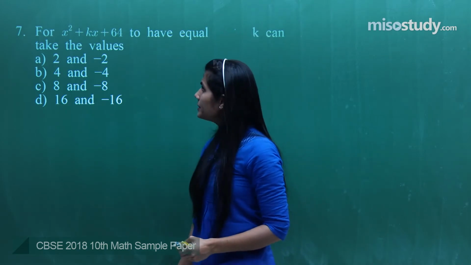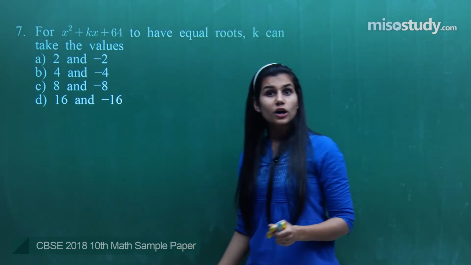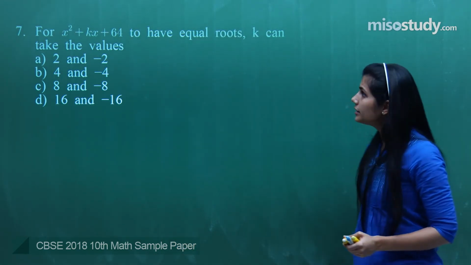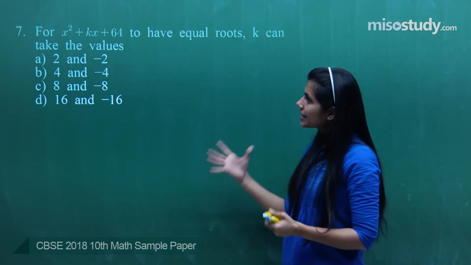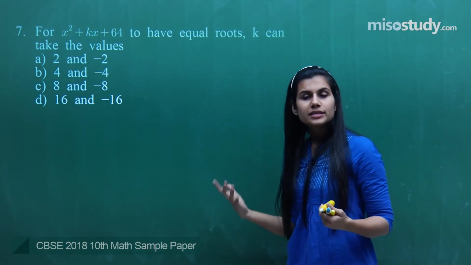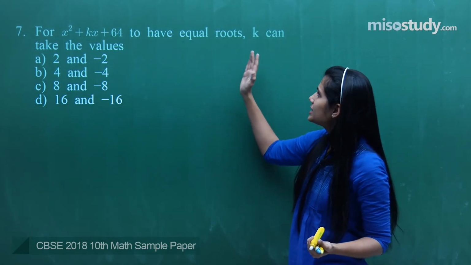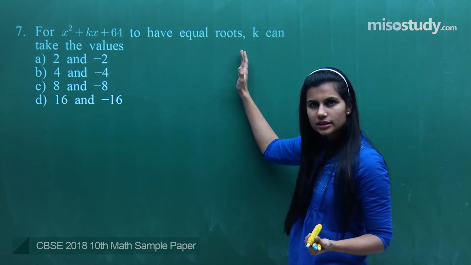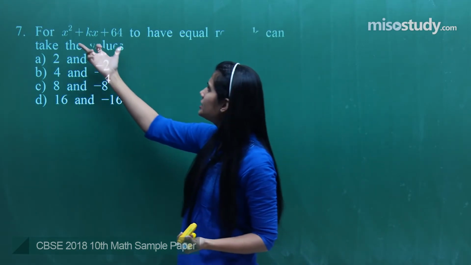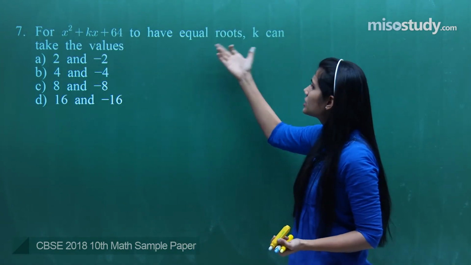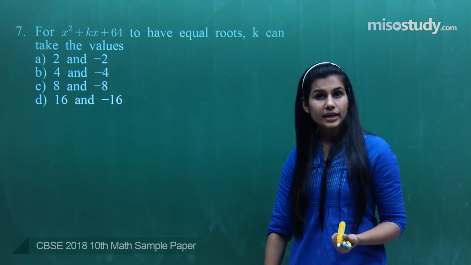Okay, question number 7 is again giving you a quadratic equation, isn't it? X square plus kx plus 64. This is a form of quadratic equation only. Now this has equal roots. The question is saying for this equation to have equal roots, what should be the value of k?